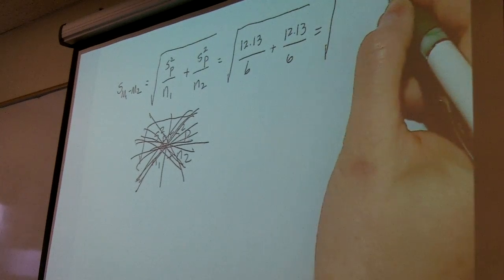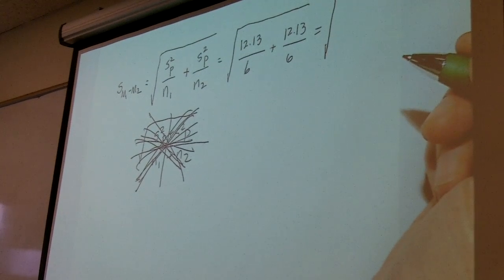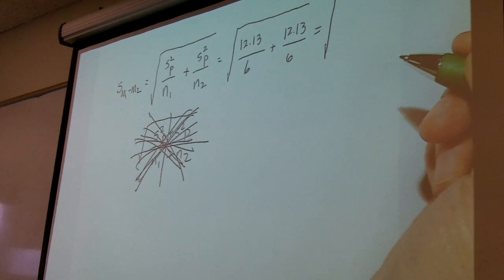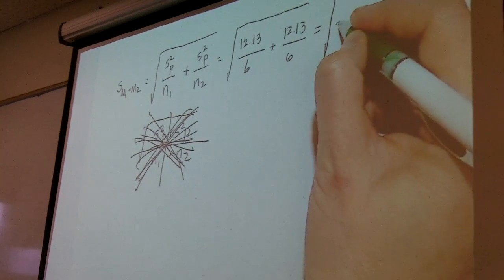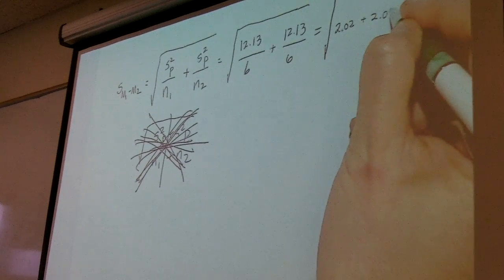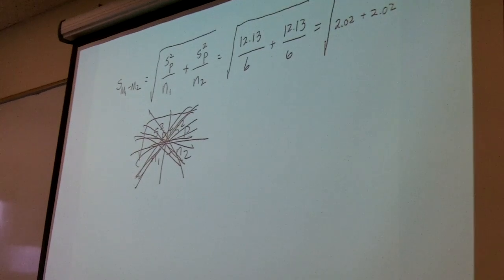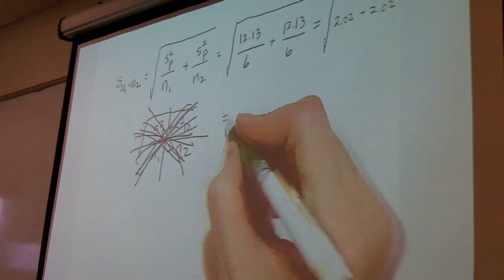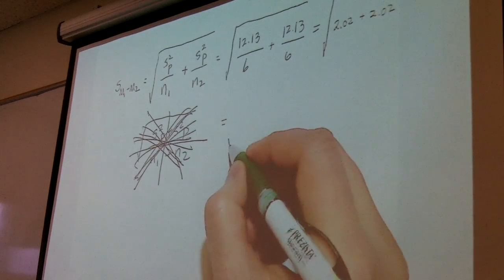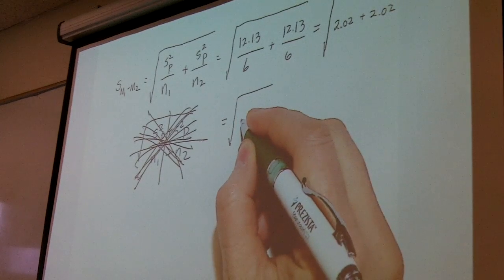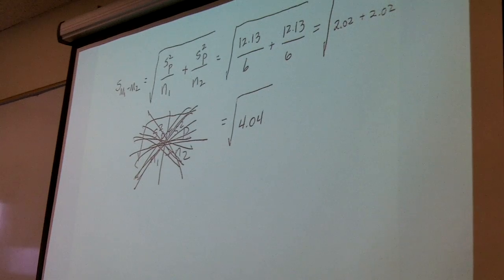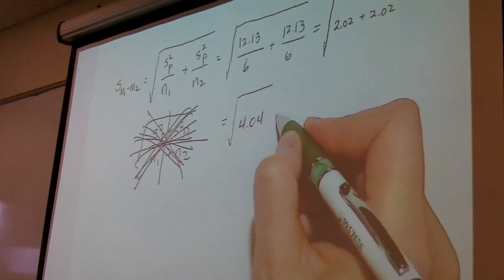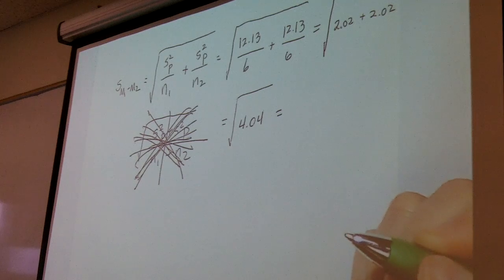So what is 12.13 divided by 6? 2.02? Fortunately, those are both the same calculation, so once you do it once, you're golden. Now you're going to take the square root of those two things added together. If we add those two things together, I'm going to take a shot in the dark and say it's 4.04. Am I right? Okay, good. At least the cold medicine hasn't ruined my brain that much. So, what's the square root of 4.04?